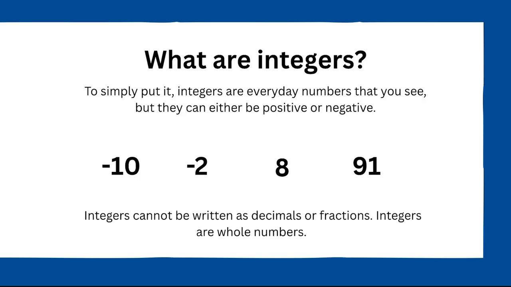Now, there is one important thing you must know about integers. You cannot write them as decimals or fractions, and they cannot be that either. Integers are whole numbers and they are solely that. They can have a negative sign or a positive sign, but they cannot be a decimal or fraction. That would take away from its characteristic of being an integer.